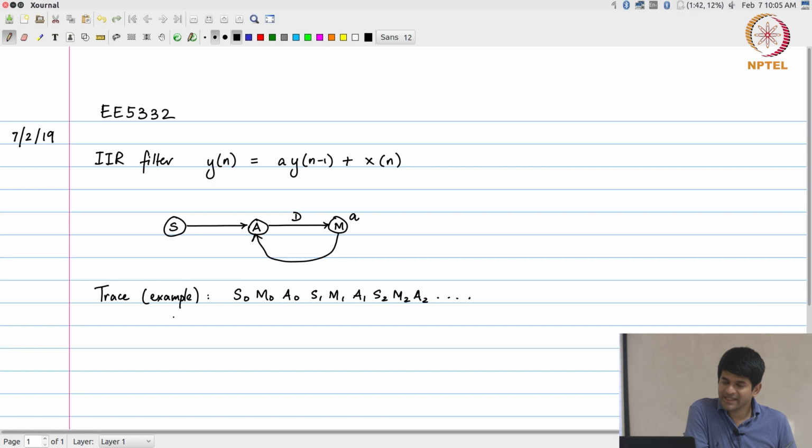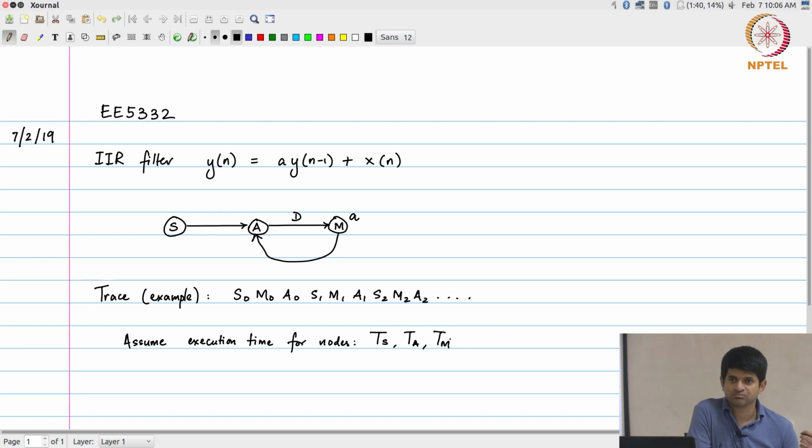Now I am going to make a further assumption, that each of these nodes has a certain execution time associated with it. And I will call them respectively TS, TA and TM. So it's obvious to you which refers to which, right? TS is the time for execution of the source. That can be thought of as maybe the time required for the source.